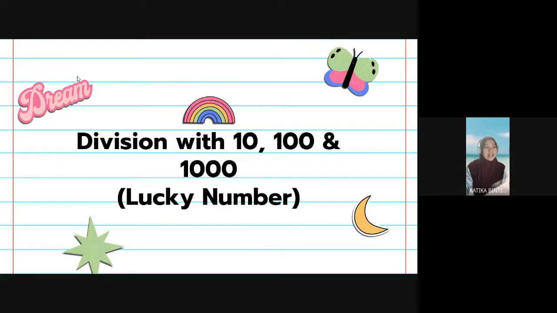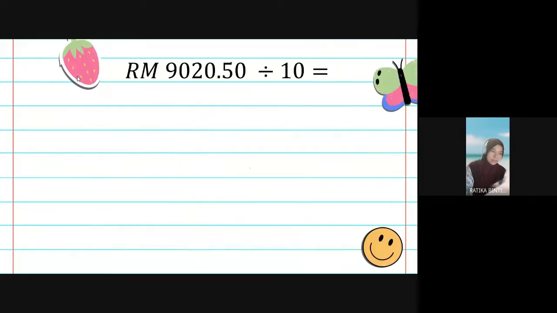Okay. Division with 10, 100 and also 1000. Lucky number. How are we going to do this? Actually we want to move it. If we do division, it is the same. We copy it back. Copy.